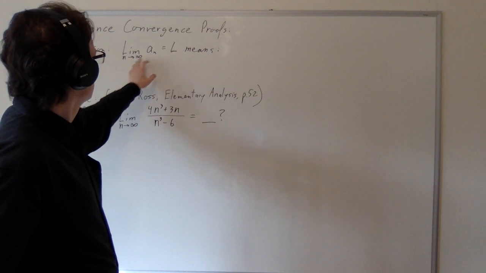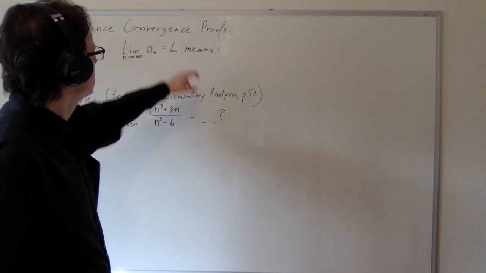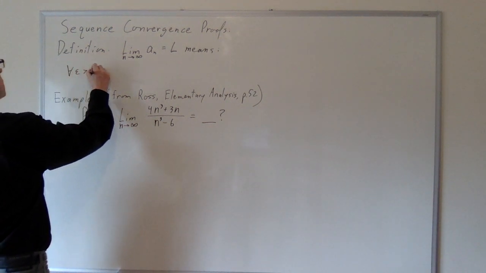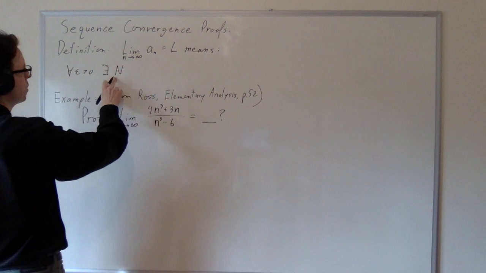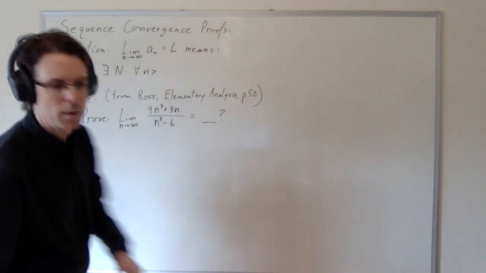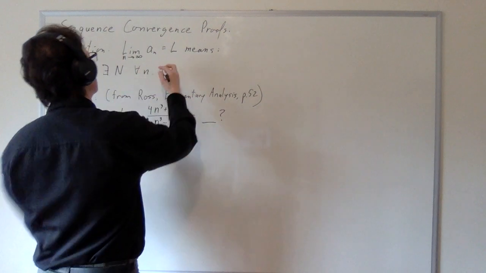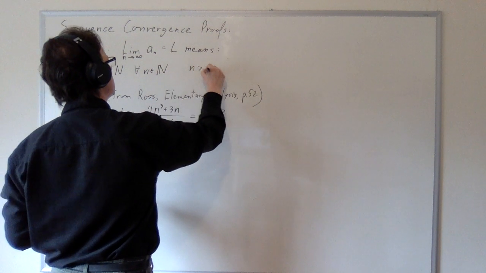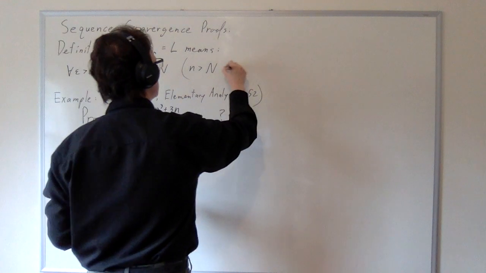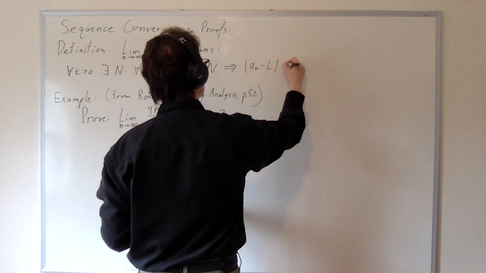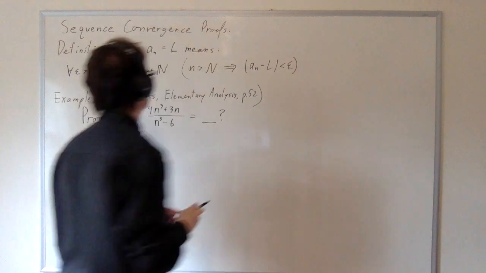The limit as n goes to infinity of a_n is equal to L. This means for every positive epsilon, there exists some capital N such that for every little n in the naturals, if little n is larger than capital N, then the distance between a_n and L is less than epsilon.